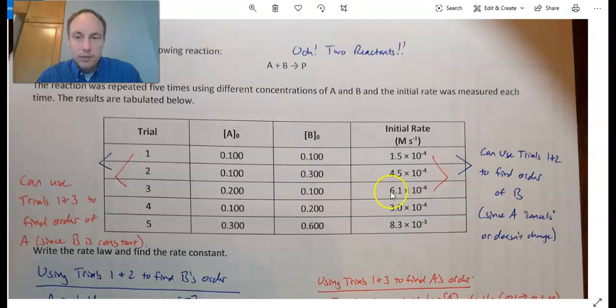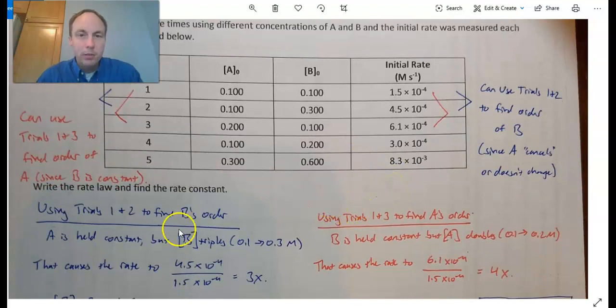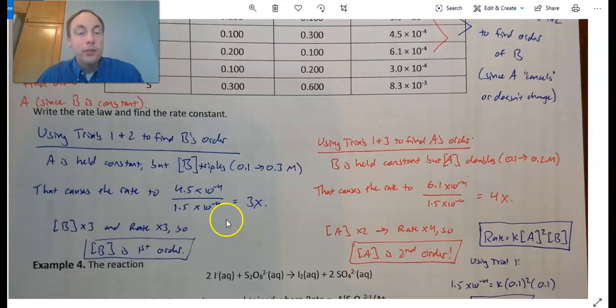So I described that down here in the blue. We held A constant, we tripled B, and then we look and see what the rate did. If you notice, the rate tripled. Anytime you do one thing to the concentrations and the same thing happens to the rate, then it's going to be first order. So we tripled the amount of B we had, the rate tripled, and so B is first order.